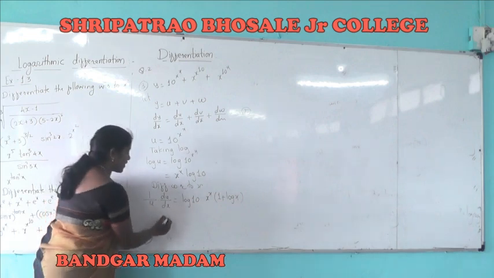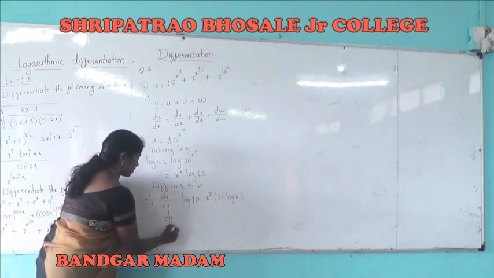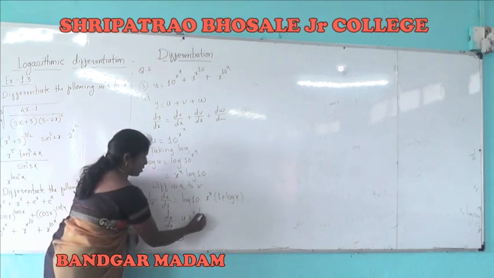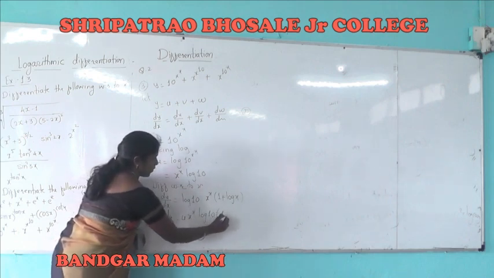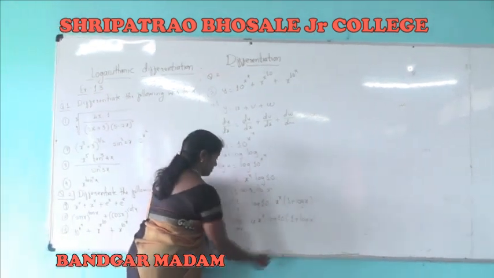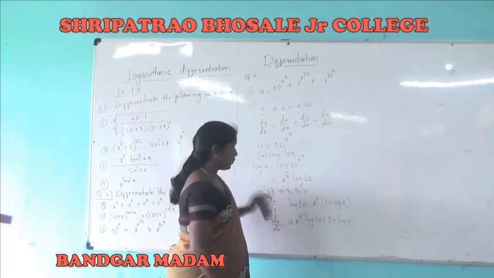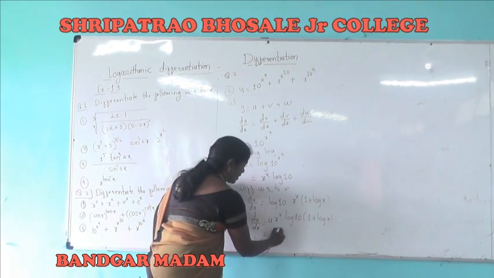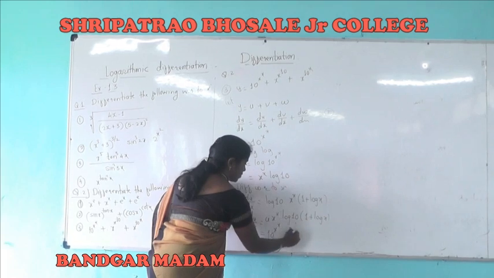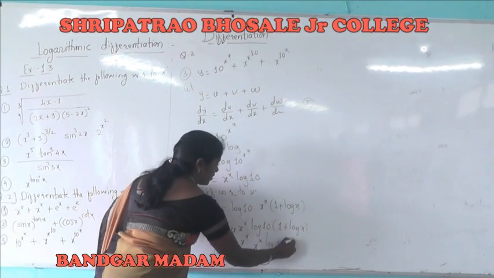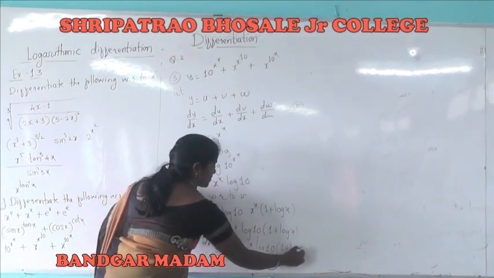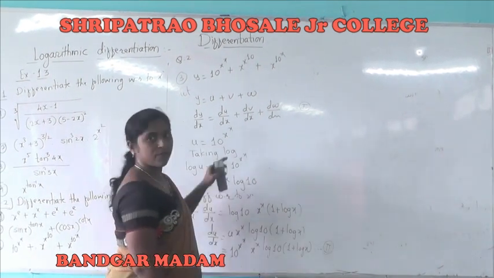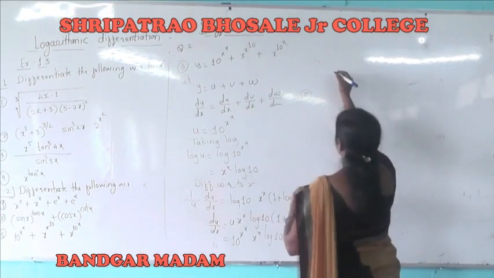Now we'll separate du by dx. So du by dx is equal to u into x raised to x log 10 into 1 plus log x. Now by replacing u, we get du by dx is 10 raised to x raised to x into x raised to x log 10 into 1 plus log x, which is our second equation. Now we are going to solve for v.